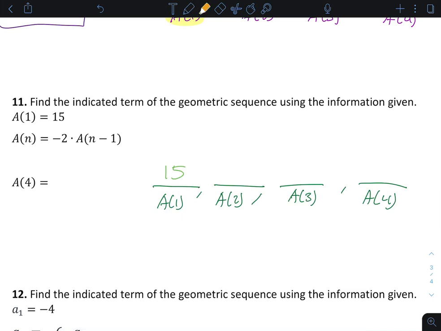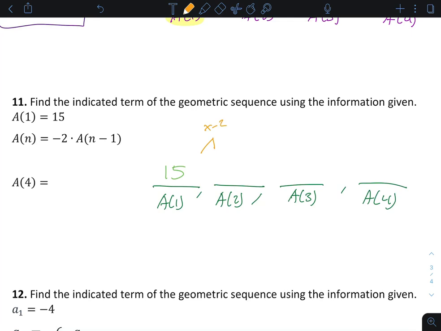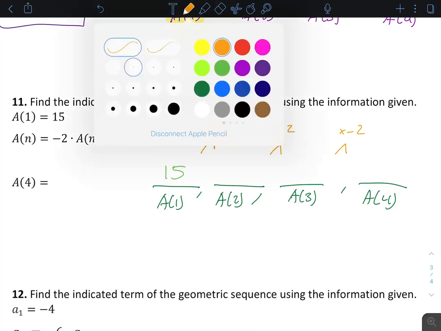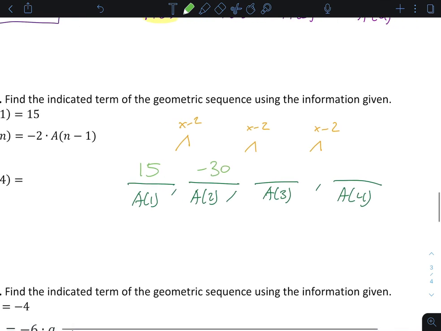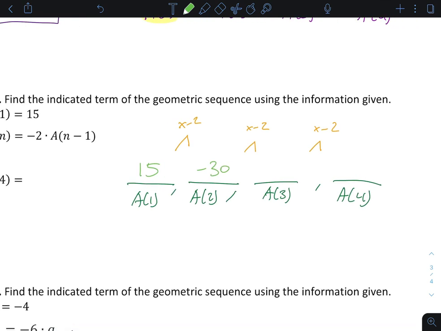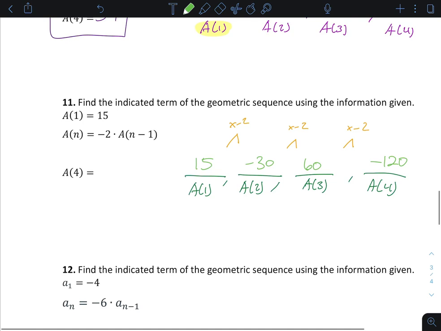Now, we have our common ratio, which is -2. So that means I am multiplying everything in my terms by -2. So here, 15 times -2 is -30. -30 times -2 would be a positive 60. And then positive 60 times -2, you guessed it, -120. So that means A of 4 is -120. There we go.